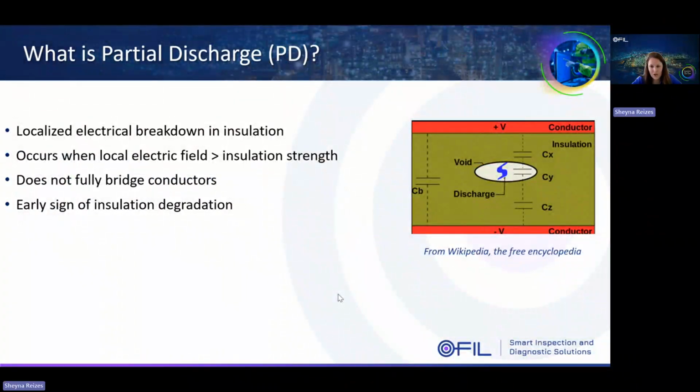So, what is partial discharge? Partial discharge is a small, localized breakdown within the insulation. It happens when the electric stress in one small region exceeds the material's ability to withstand it. It doesn't cause a complete failure right away, which makes it even more dangerous because it often goes unnoticed until it's just too late.